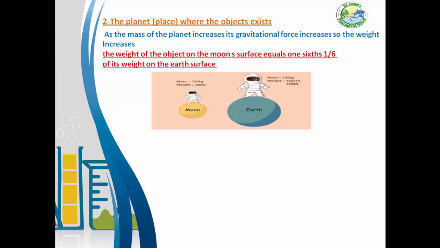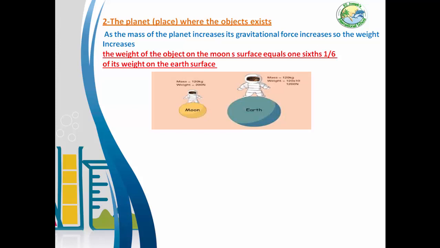We can give a reason question here. Give reason: the weight of an object on the moon is smaller than its weight on Earth. Who can answer this question? The answer is because the mass of Earth is greater than the mass of the moon, and as the mass of the planet increases, the gravitational force increases, so weight will increase.